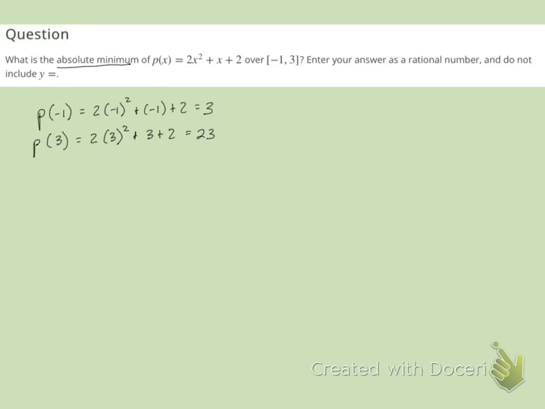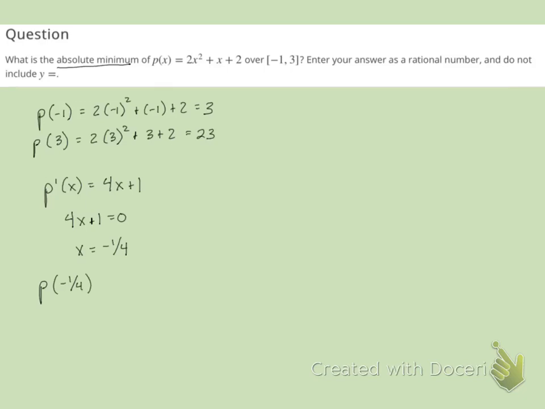Now we want to look to see if we have any relative minimum or maximum within this interval. So we are going to take the derivative and then set it equal to 0. So we'll have 4x plus 1, and then we're going to set this derivative equal to 0 and solve for x, and we'll get subtract 1, divide by 4, we'll get -1/4. And now we can take that value and we'll put it back into the original function to see if it is smaller than 3, which is currently our smallest value.